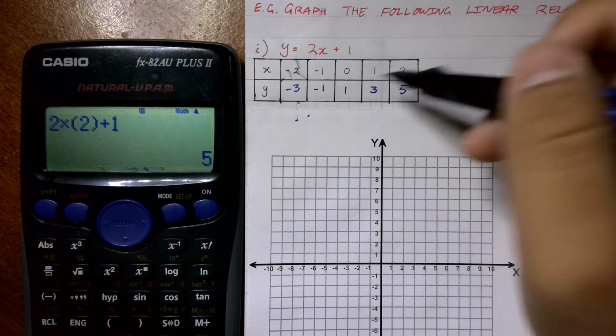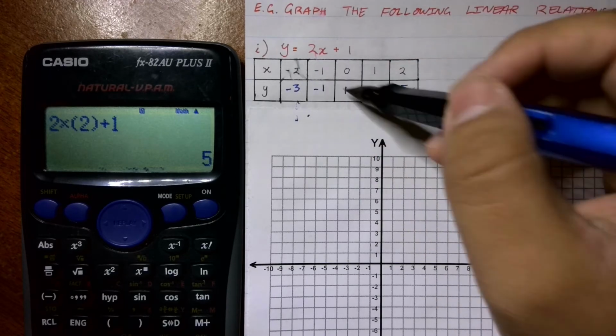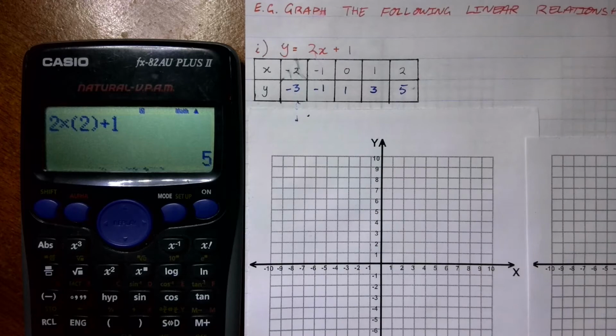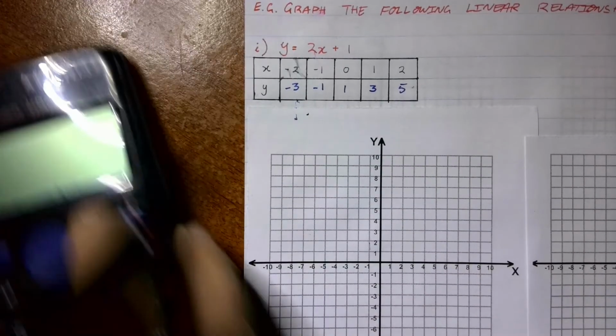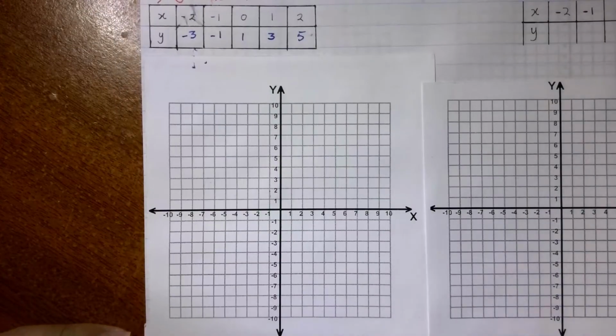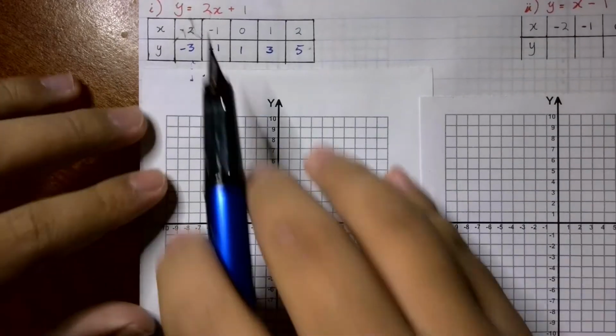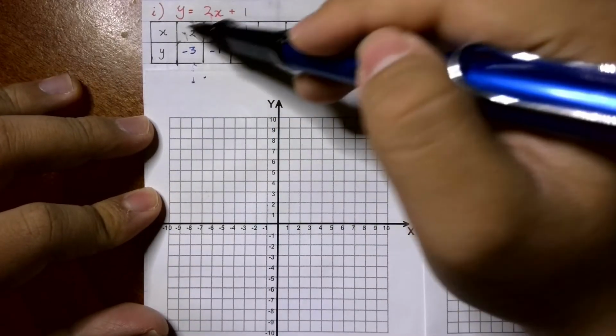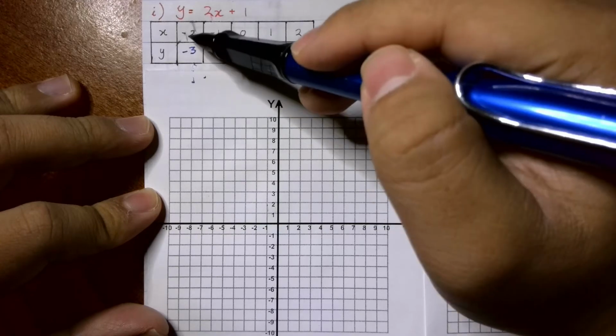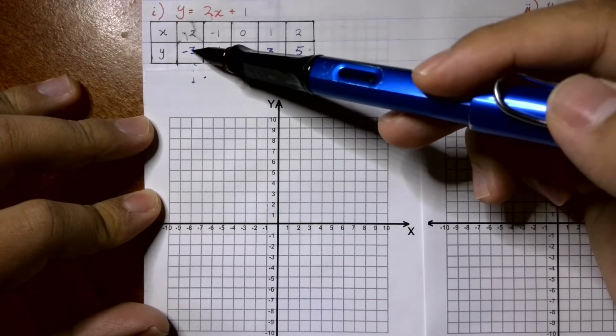Now it's just a matter of plotting these points onto our Cartesian plane. So I'm going to get straight into that now. Here we go. So the first coordinate, we read this as x, y. So this is the x and this is the y. So this is negative 2, negative 3.